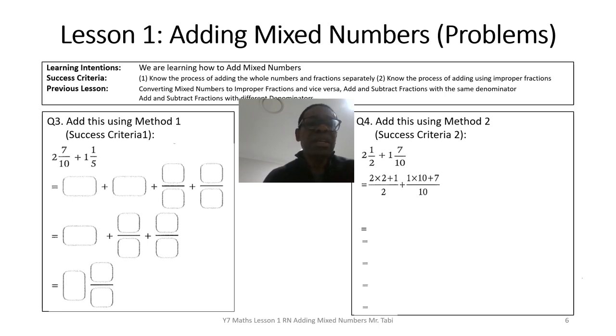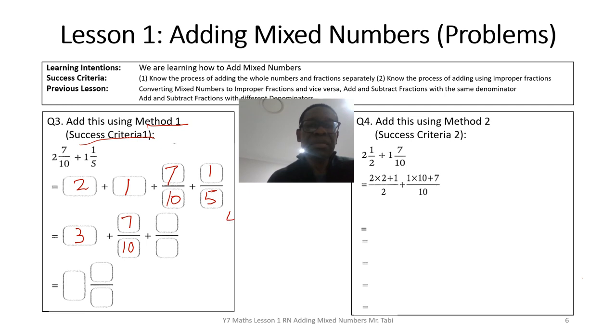Right. So in this case, we're using method 1, success criteria 1. So we'll write the 2 here plus the 1 here, 7 over 10 and 1 over 5. Again, 1 plus 2 is simply equal to 3. Now, 7 over 10 will remain 7 over 10. The LCM of 10 and 5 is 10.